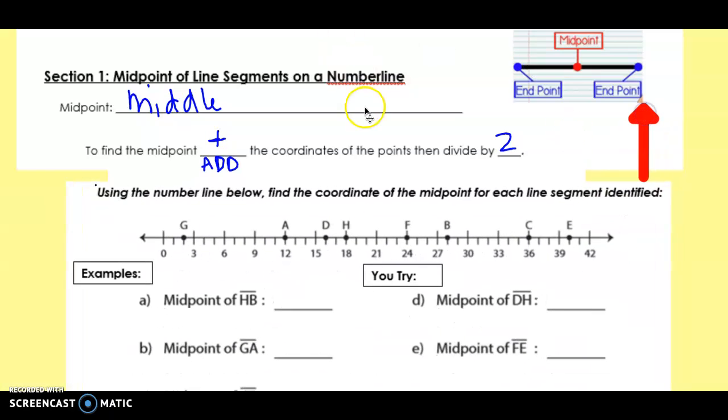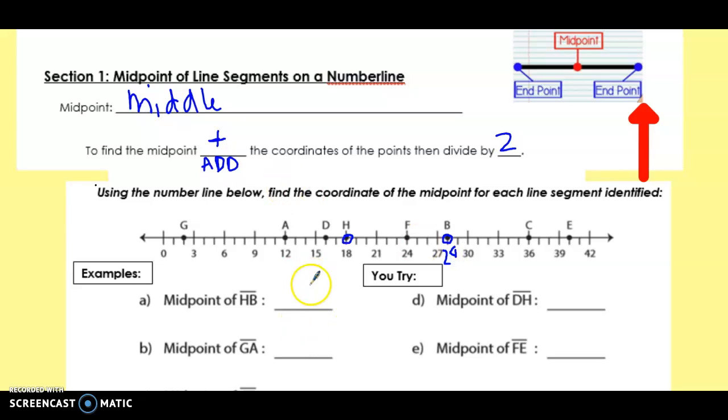So here's a number line. And if we're going to find the midpoint of HB, again, the first thing we're going to do is identify the coordinates. H is located at 18. B is located at, now it doesn't necessarily say, but you should be able to realize that it's between 27 and 30, and counting by ones, B's coordinate is 28.